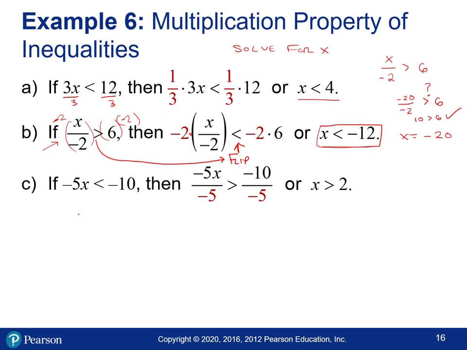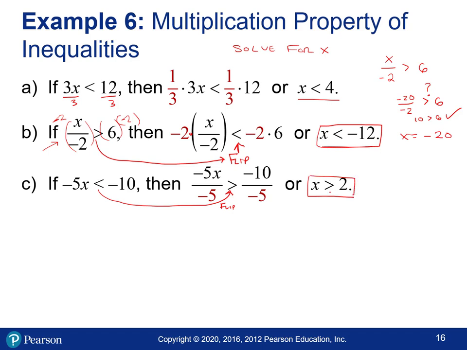How about this one? Negative 5x is less than negative 10, so you just divide both sides by negative 5, and you have to flip the symbol because you divided by something negative. So notice that we did flip this from the original, and so the answer would be x is greater than 2.